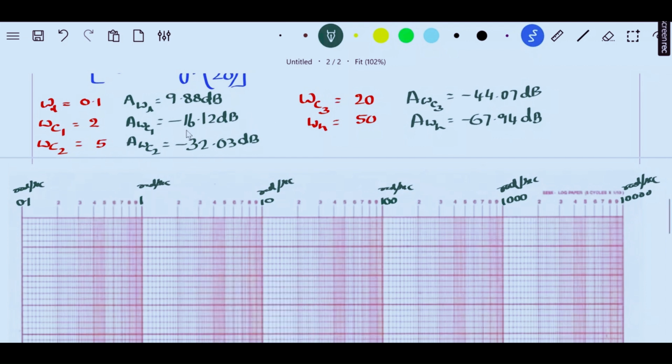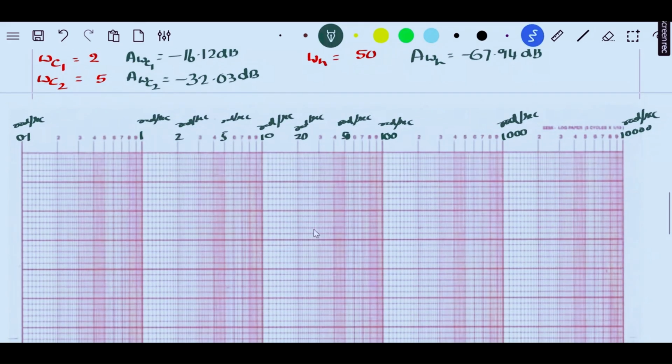So out of those frequencies, 0.1 is here. So this is 2 radians per second. And we have 5 here. Similarly, we need 20 radians per second. And this is 50 radians per second. So I just mark the frequencies, omega C1, omega C2, for which we need to mark the magnitude plot. Now the magnitude value, the positive value is 9.88 dB. The negative value is going till minus 67.94.